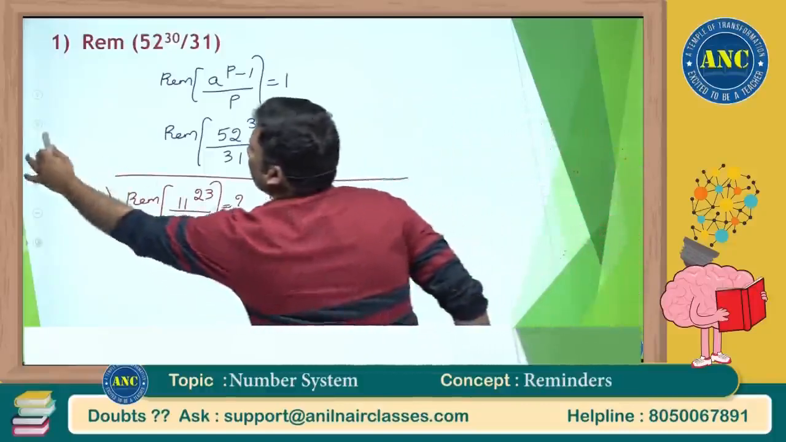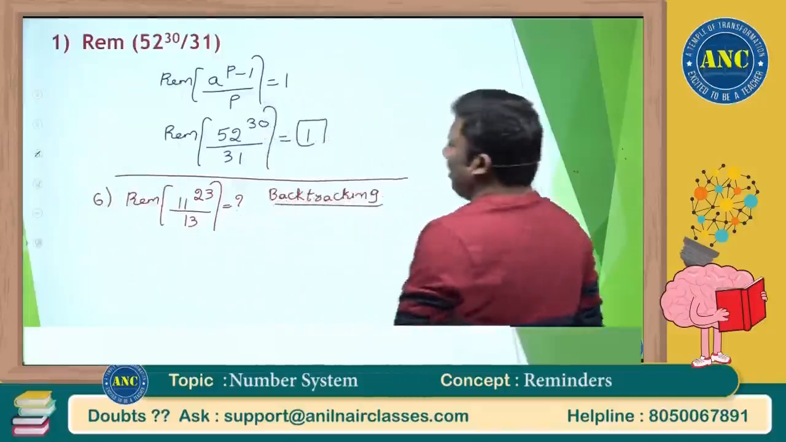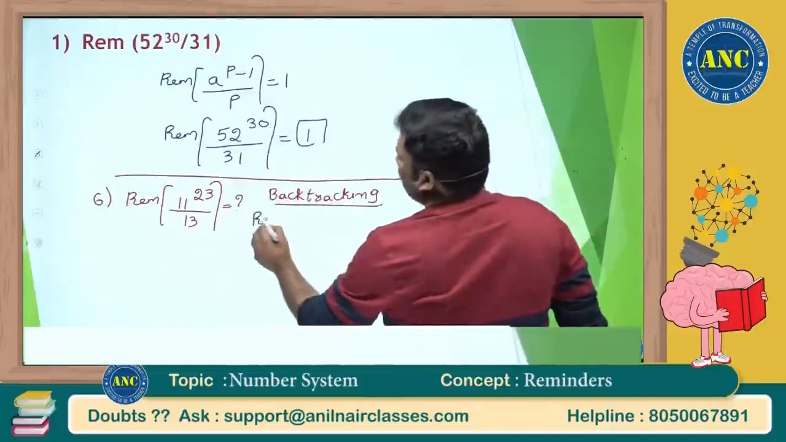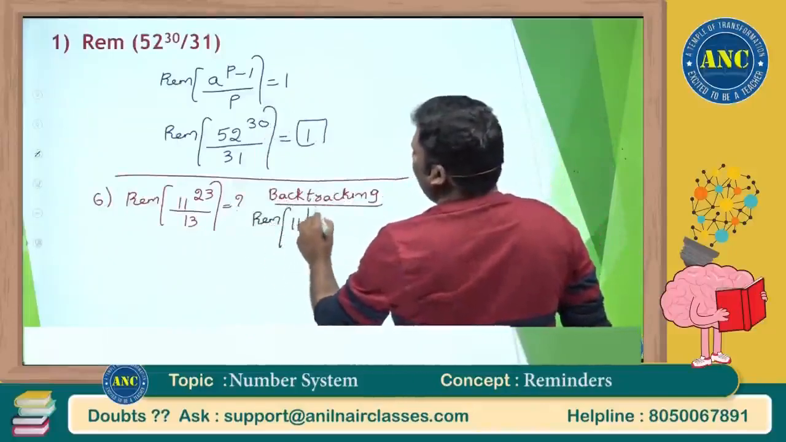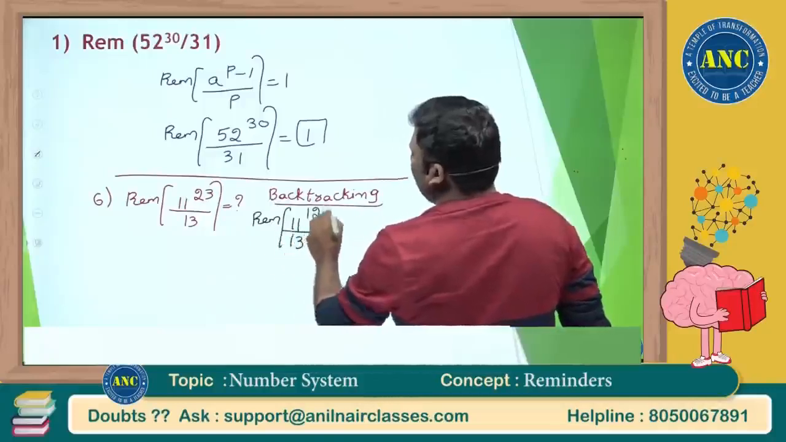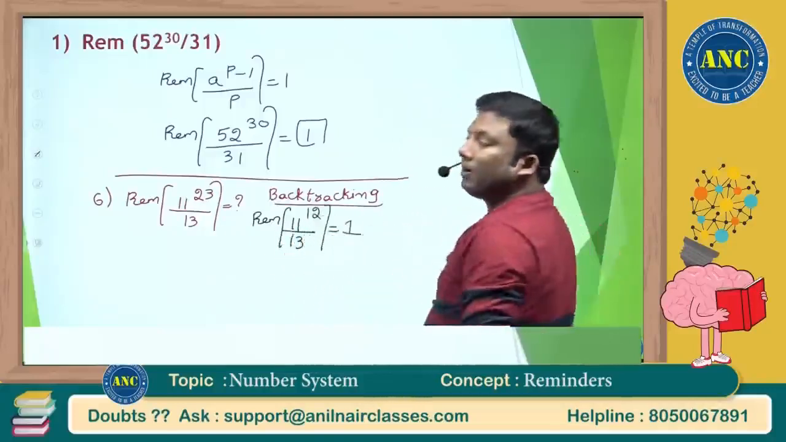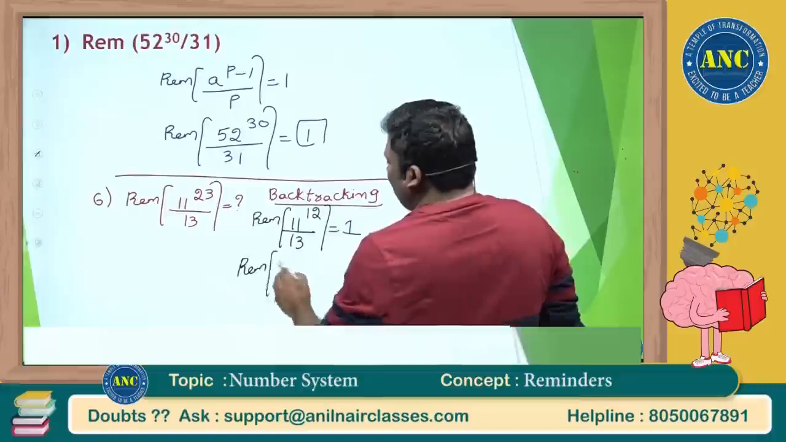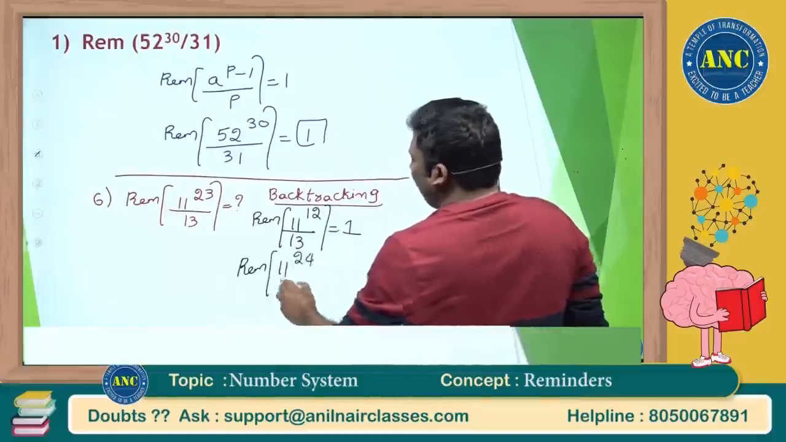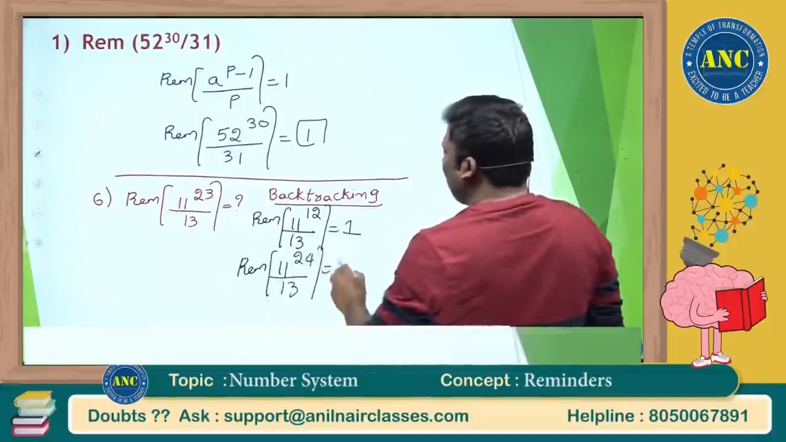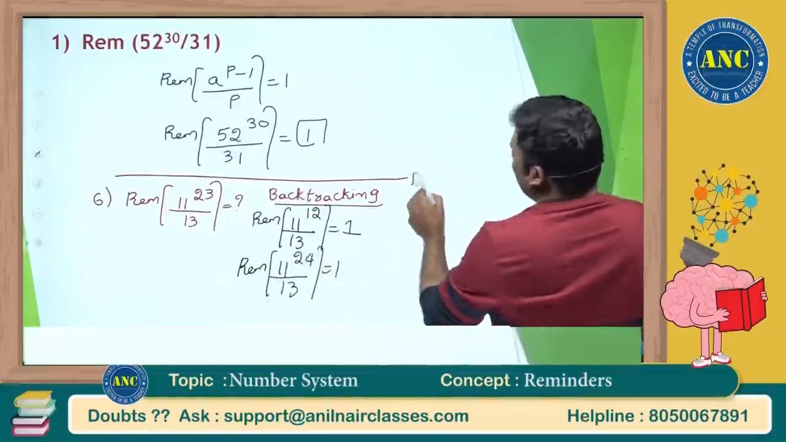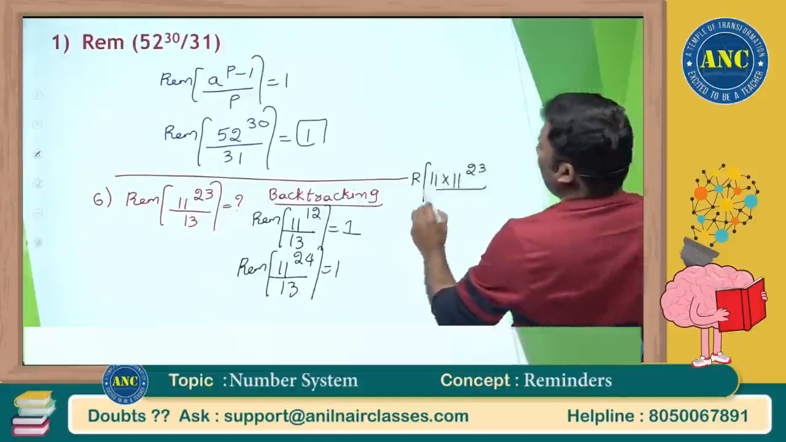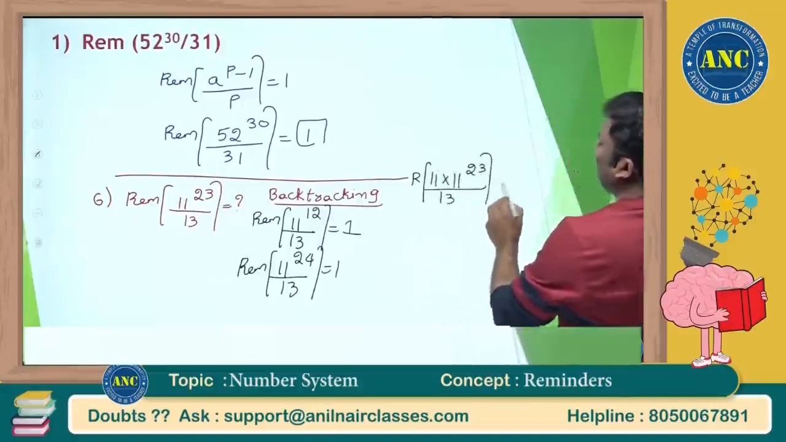Right. Backtracking, let us use. 13 is there, so the power will be 12. So 11 power 12 divided by 13 is nothing but 1. A power p minus 1 when divided by p is 1. 12 twos are 24. So 11 power 24 divided by 13 is nothing but 1. I want 23. So these are nothing but 11 into 11 power 23 divided by 13, it is nothing but 1.